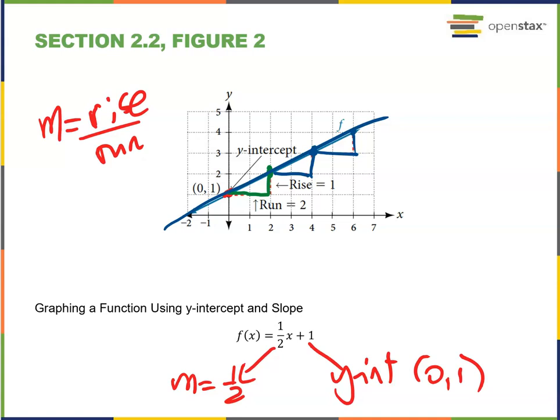You could do that, or also if you want, rise over run, which is equal to 1/2. You can go up 1 and 2 to the right. That's the point. 1, 2 to the right. 1, 2 to the right. And you will have this line.